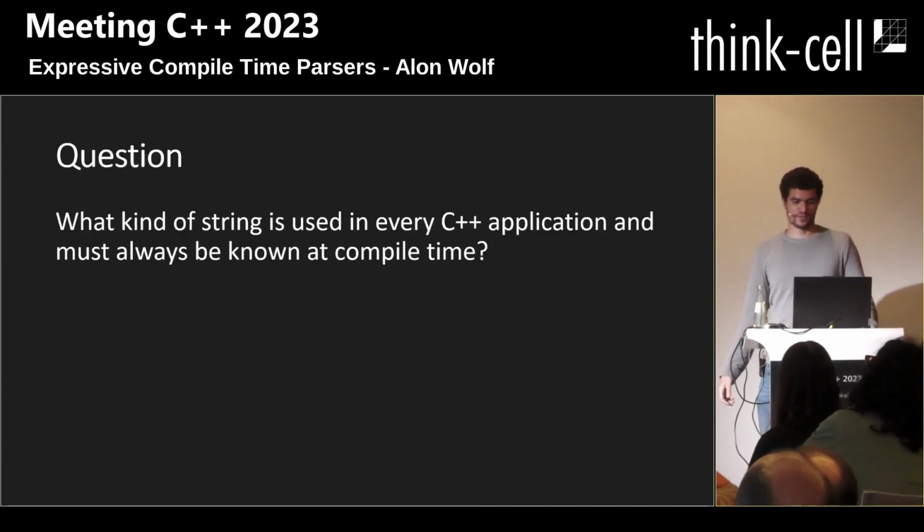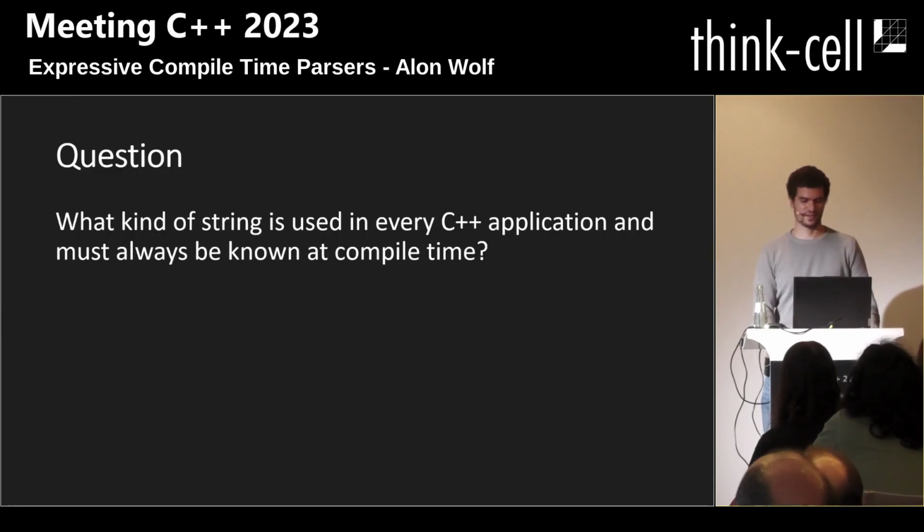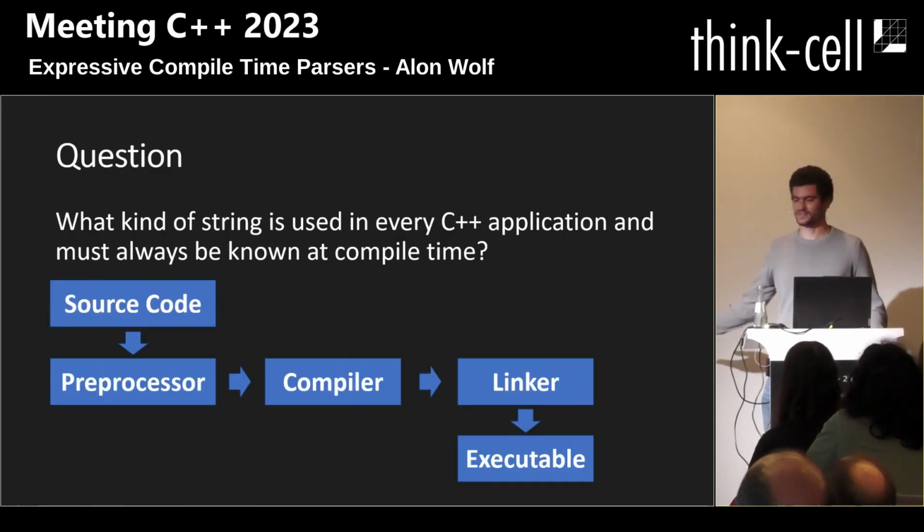One limitation of compile time parsing is that the input string must be known at compile time. So now I have a question for you. Which string is used in every C++ application and has always been known at compile time? Yes, exactly. It is the source code, because it is the input to the compiler, so it must be known.